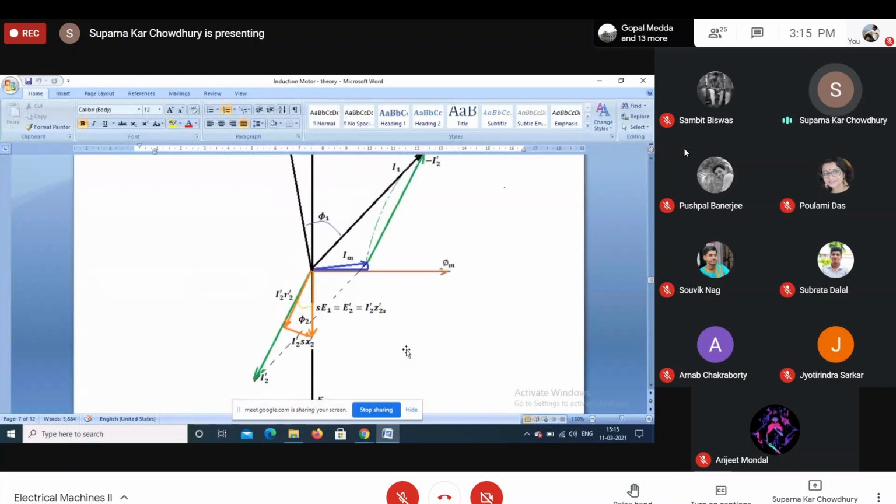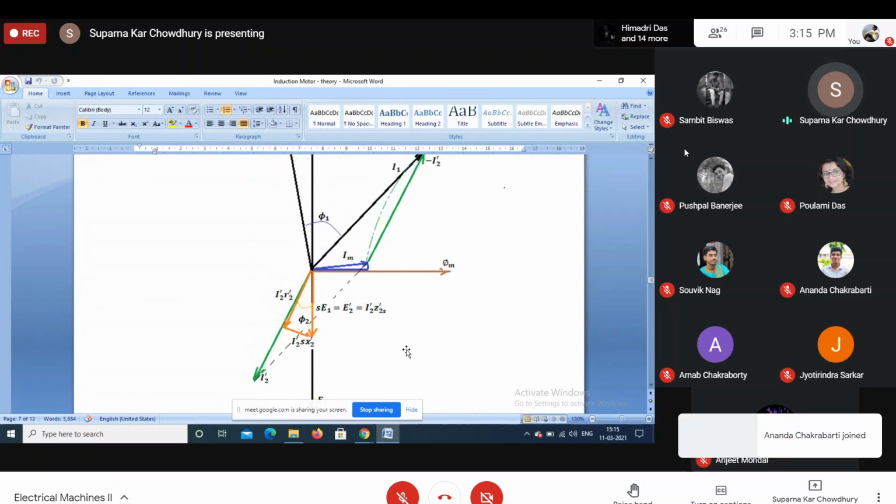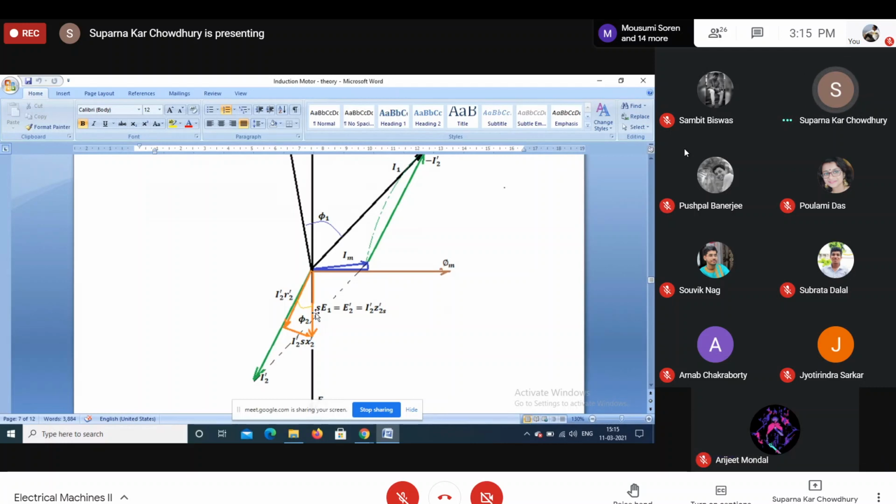Now what happens as we increase the load? The rotor will slow down. As the rotor slows down, the slip will increase. As the slip increases, the secondary induced EMF SE1 divided by the secondary impedance, the current magnitude, will increase. And this secondary current will have a reflection in the primary. So this is I2 dash.